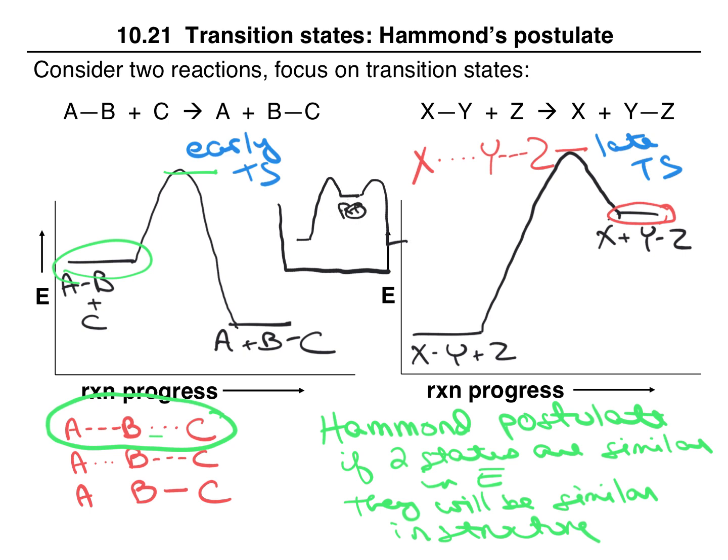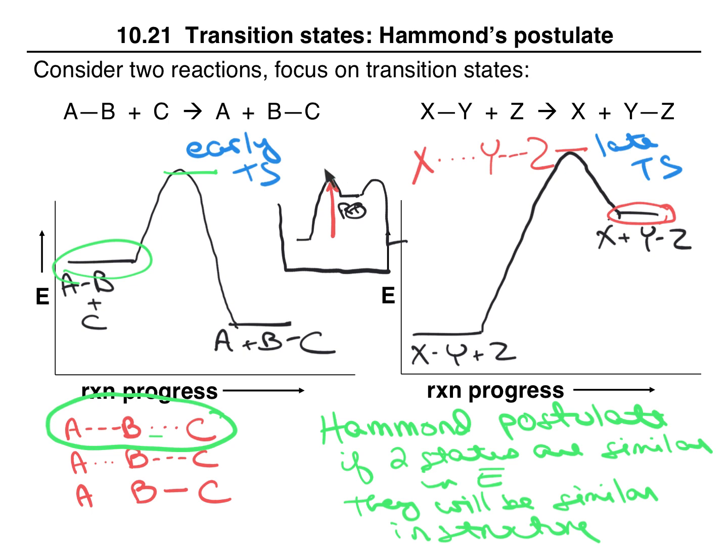When we think about the rate of a reaction, we care about the activation energy of the rate determining step. Therefore, we care about the height of the transition state. Well, we can't see the transition state, but what Hammond's postulate tells us is that whatever we can learn about this intermediate, we can apply to the transition state.